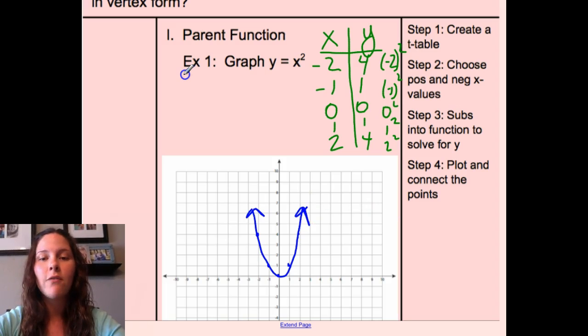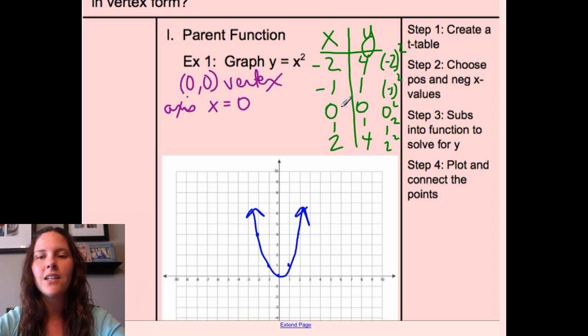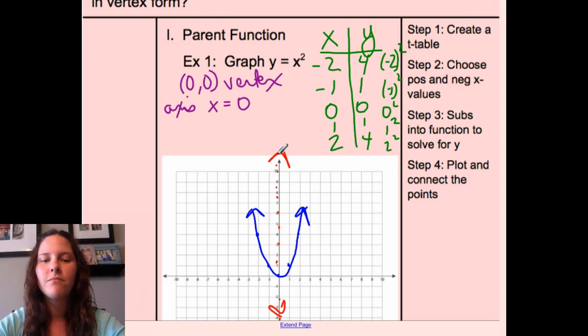So let's talk about all of that vocab. First of all, for this, our vertex, our turning point is 0, 0. And then the axis of symmetry is a vertical line that the graph is reflected across, and it's x equals the x-coordinate of the vertex, so in our case, x equals 0. So if we were to sketch the axis of symmetry, it would be, in this case, the y-axis. It's a vertical line that goes right through the center of the graph.